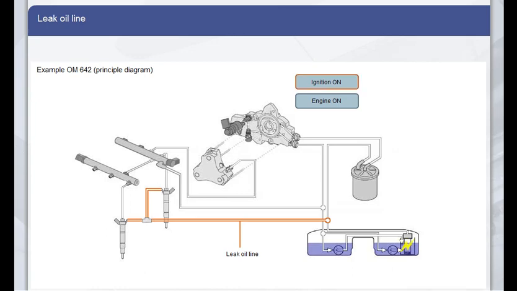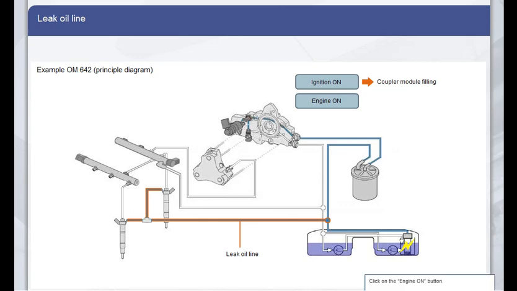When the ignition is switched on, the fuel pump is activated. It pumps fuel into the supply line. The fuel pressure relief valve maintains a pressure of around 4 bar in the low-pressure circuit. The supply pressure thus acts on the piezo injectors and fills the coupler module in the injector. What happens when the engine is running? Click on the button.